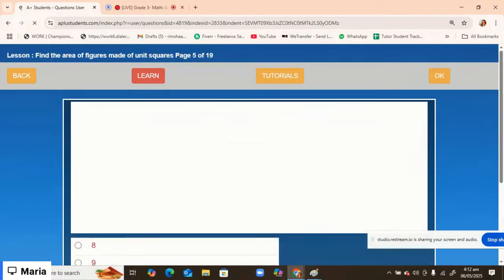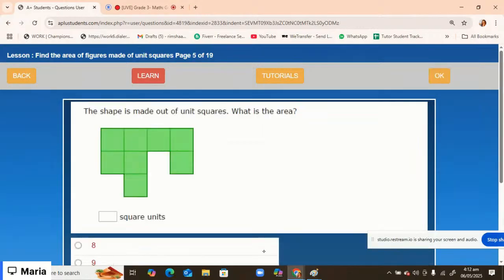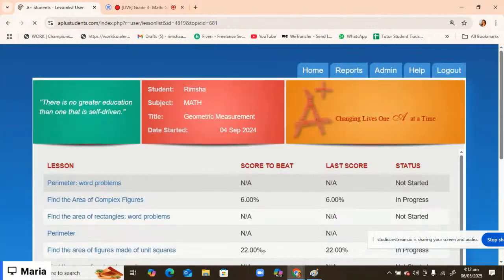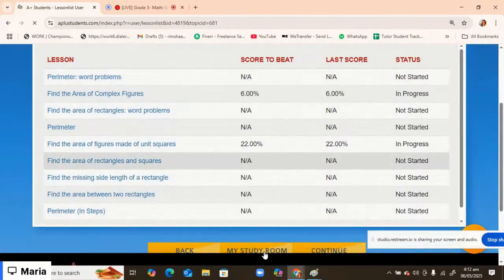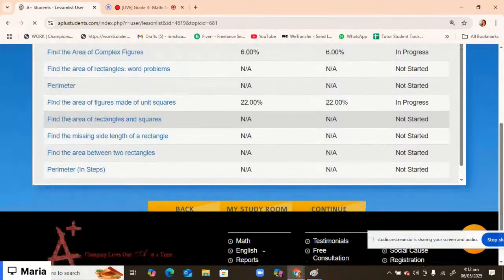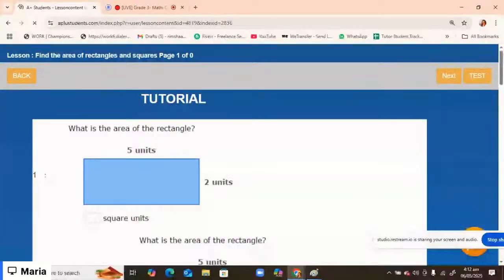Hope you guys understand this lesson. So solve the rest of the test questions by yourself. Okay. Now let's start the next lesson, which is find the area of rectangles and squares. Now we are going to find out the area of the rectangle. First of all, I'm going to tell you the formula for finding the area of the rectangle.